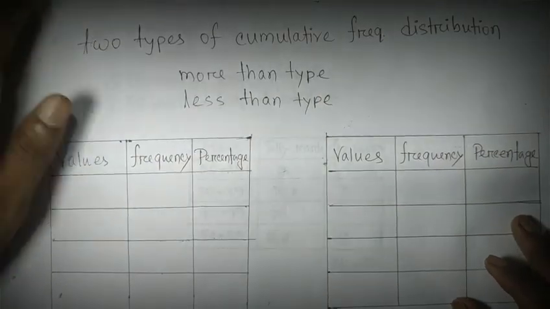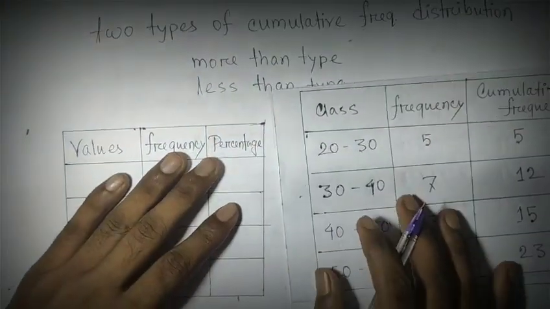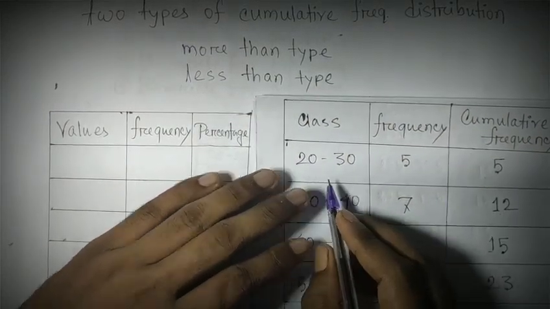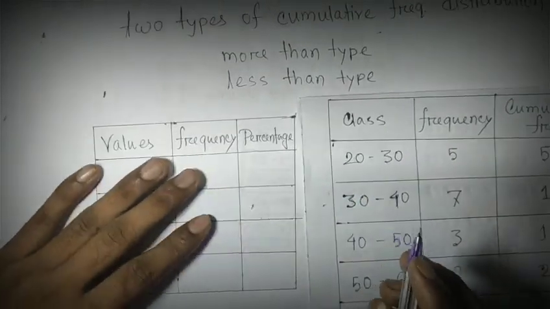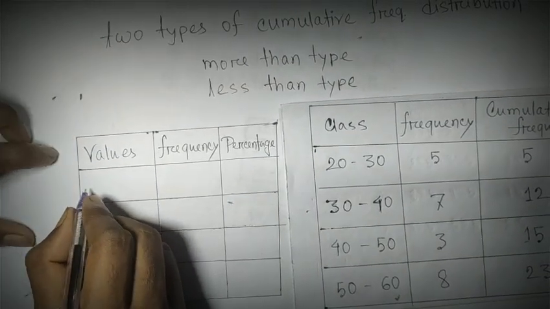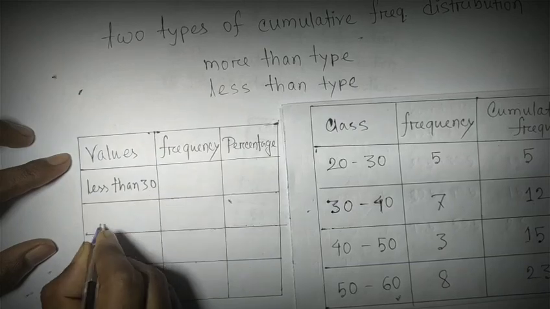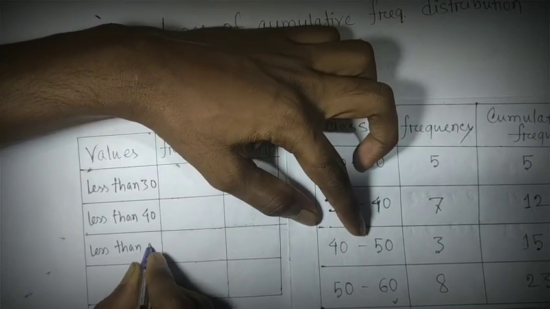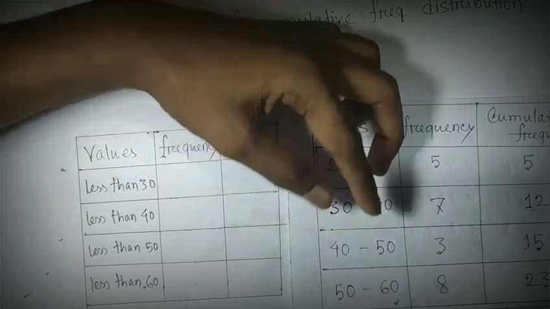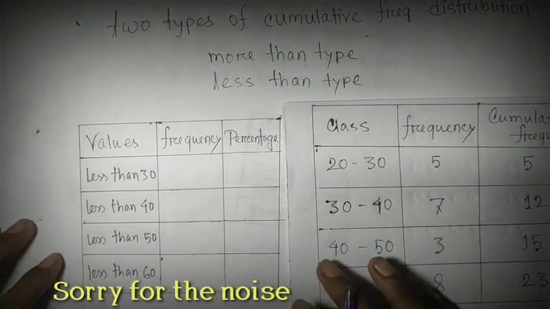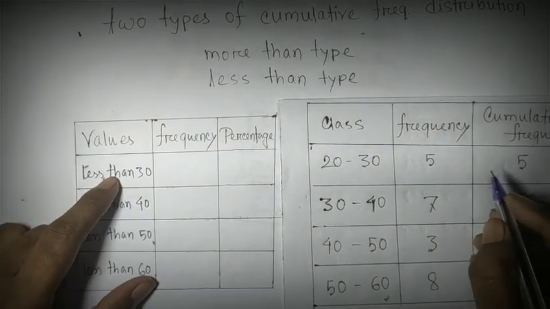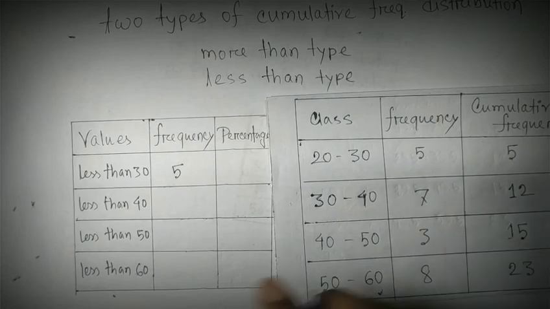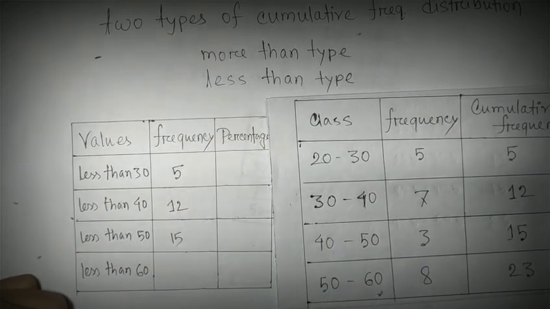So here let's get back to the two types of cumulative frequency distribution. From this cumulative frequency distribution, we can see that 5 values are occurring below 30. That means less than 30. 5 frequencies are less than 30. So let's write down here less than 30 and less than 40. And for this group, it will be less than 50. And the last one is less than 60. So how many frequencies are occurring less than 30? It will be 5. Less than 40 is 12, less than 50 is 15, and less than 60 is 23.